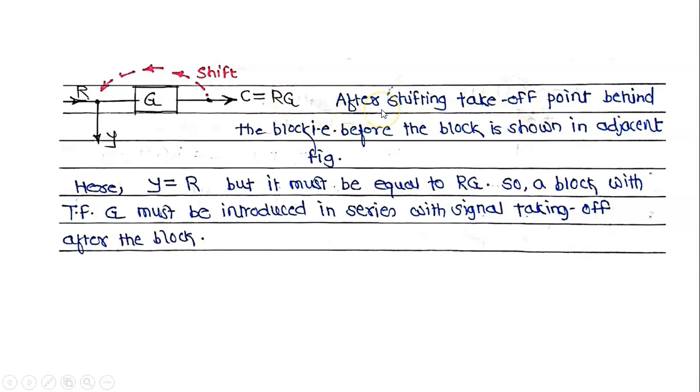That is, after shifting the takeoff point behind the block, that is before the block, is shown in the adjacent figure. Here y is equal to r, but it must be equal to rg. So a block with transfer function g must be introduced in series with the signal taken off after the block. Therefore we have to add a block having its value equal to g.